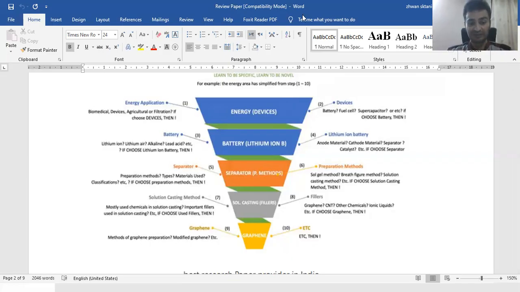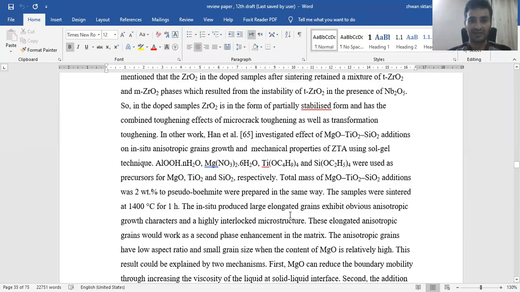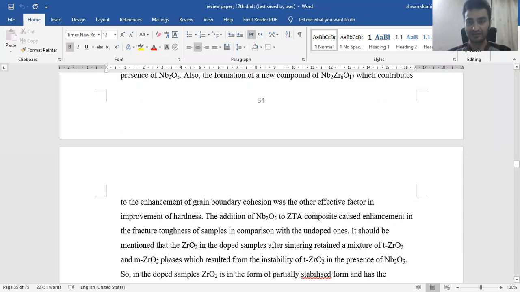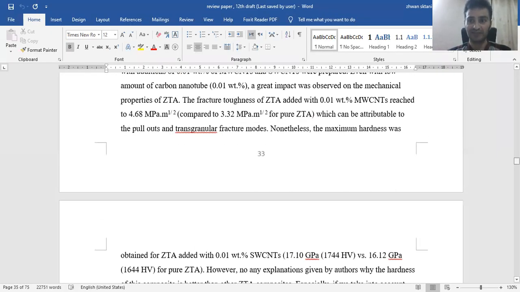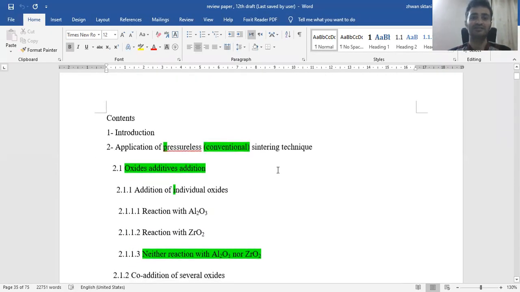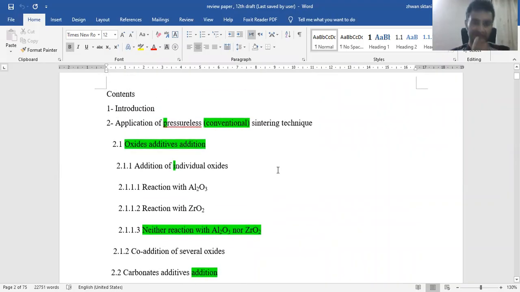So now, after you choose a suitable title, how do you follow the writing? It is very important to know how to follow the writing. Let us look at that. This is my review paper. It's not completed, but I'm going to complete it soon, inshallah.